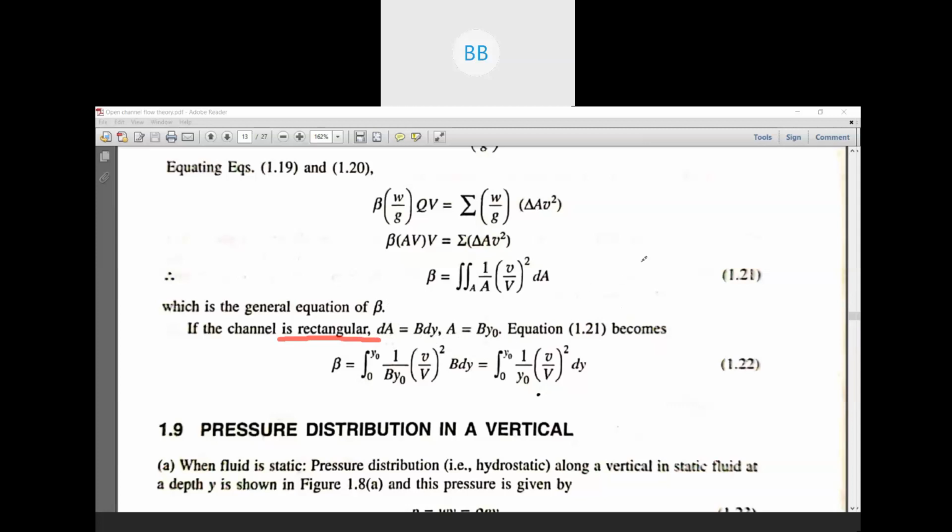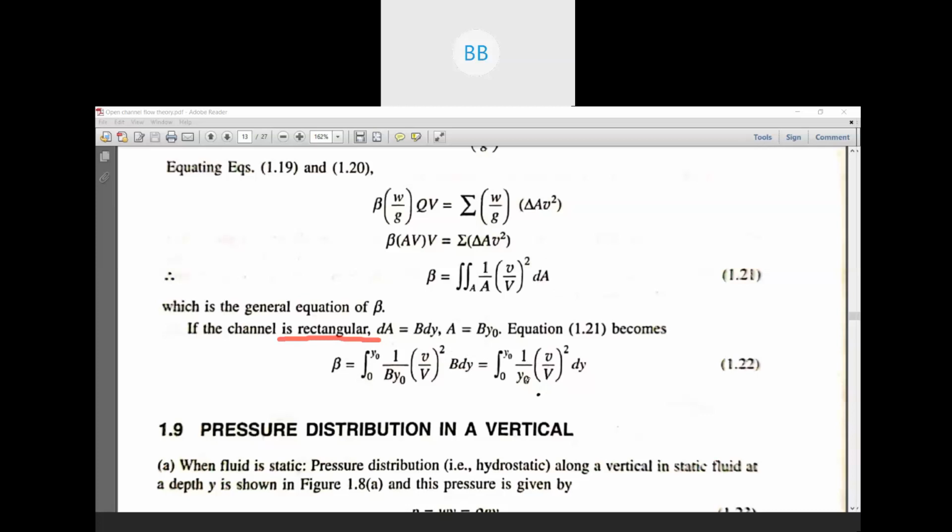y naught is the maximum depth of flow for that particular rectangular channel. So beta again, integration, the limit will be from 0 to y naught. In place of area capital A, we have replaced it by b into y naught. Small v by capital V whole square. In place of dA, we have replaced it by b into dy.